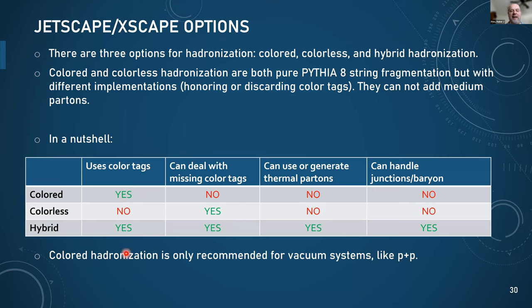One should say that colored hadronization is really only intended for vacuum systems like PP, because it needs color tags, and there is just a lot of stuff without color tag coming out once you have a medium and once you run LBT and things like that. And interactions with the medium, including thermal partons and therefore interactions with the medium during hadronization, they are only in hybrid, really.